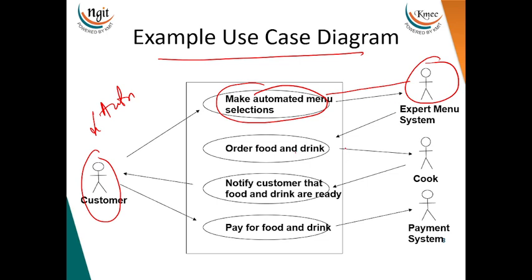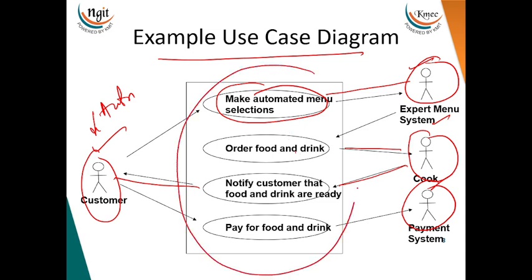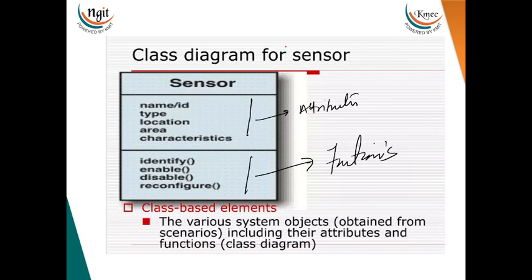Then the order moves on to a cook, which is one more actor. Once the cooking has been completed, it notifies one more actor, that is the customer. Then the customer pays the bill, that is the payment option. So there are four actors, and the functions are represented with the help of this use case diagram. Then the class diagram, I have already told you: this is the name, these are the attributes, and these are the functions on this sensor, correct. These are the various system objects obtained. This is our class diagram.